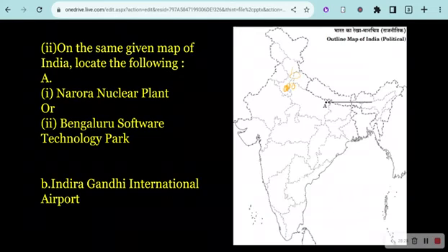Okay, next, just near to it, above Madhya Pradesh, we have the Narora nuclear plant. Okay, and then the last, go down, Bangalore Software Technology Park is over here. Correct. So these are the three places you have to plot. Okay, so that is done, map work done.